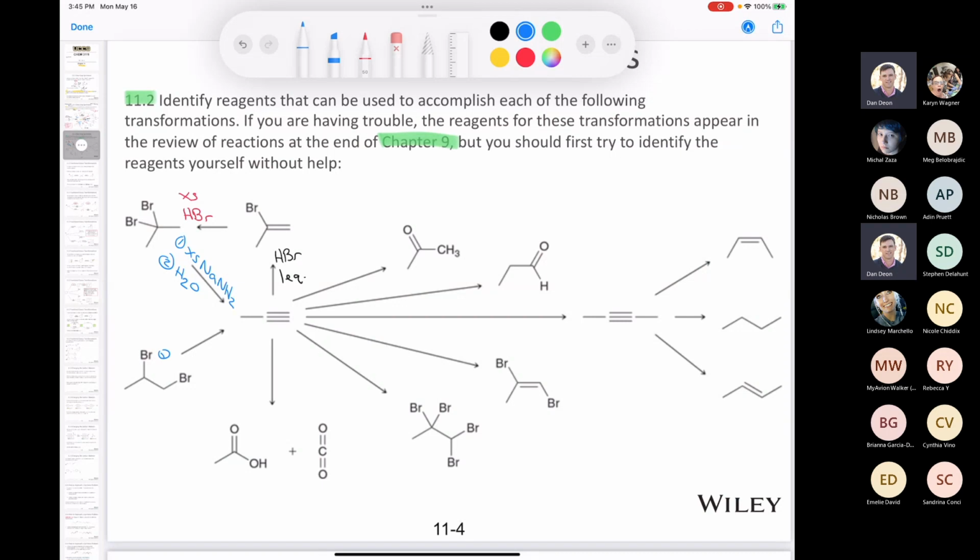You can see that here for the vicinal dihalide, we would use the exact same reaction conditions. Excess sodium amide, followed by treatment with water.